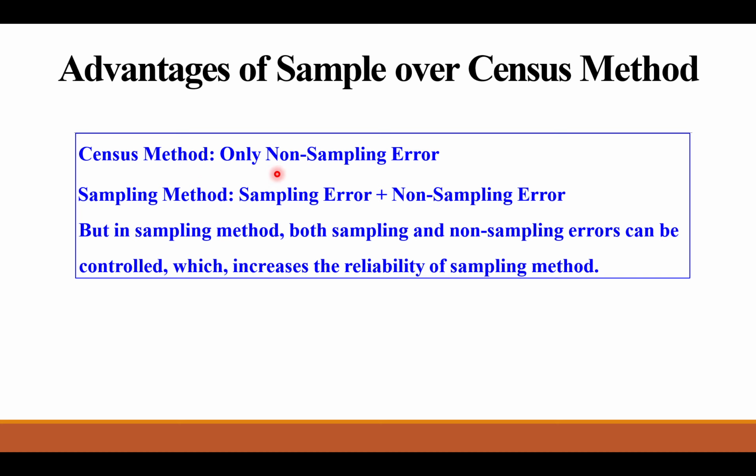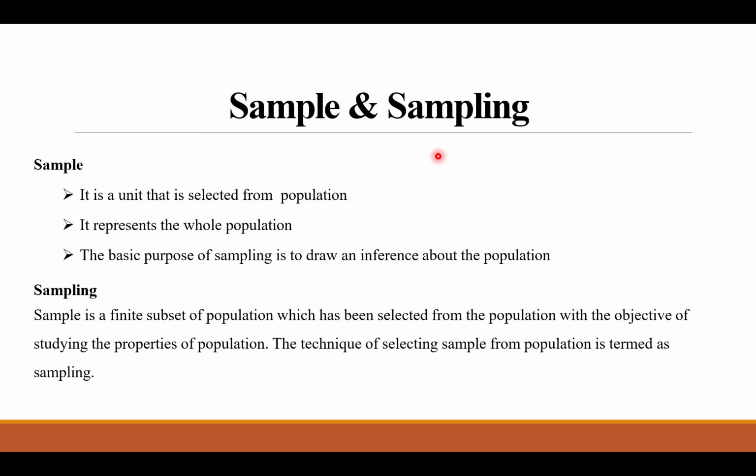So what is the advantage? In the census method we have only non-sampling error. In the sample method we have sampling plus non-sampling error. But in the sampling method both sampling and non-sampling errors can be controlled, which increases the reliability of the sampling method.